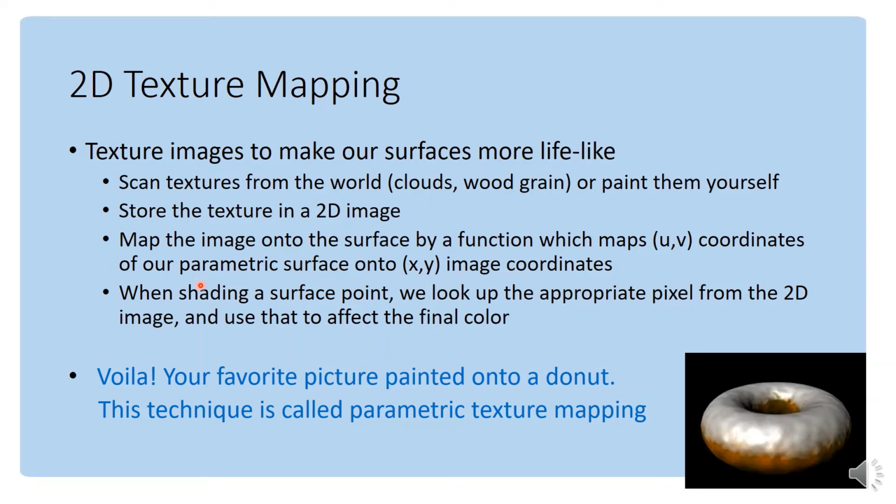When we apply the shading at a surface point, we need to look up the appropriate pixel from the 2D image, and then use that to affect the final color at that surface point. Then you will have a favorite picture painted onto a donut. For example, in this figure you have this surface painted with the texture, so you have a nice donut like this. This technique is called parametric texture mapping.